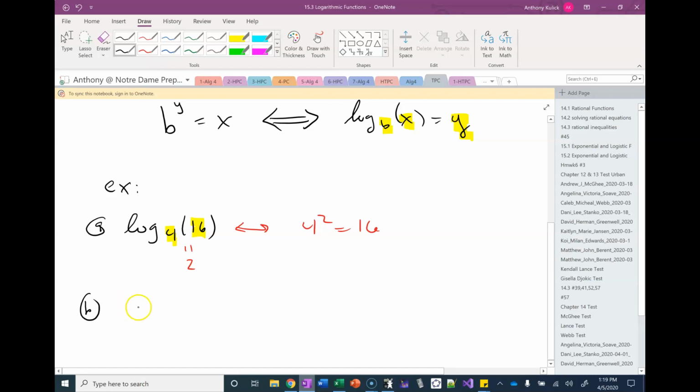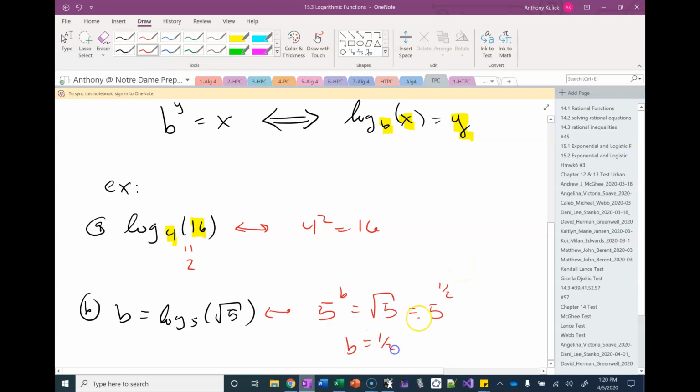So what if we have the equation b equals log base 5 of the square root of 5? Well, using this, we can say 5 to the power b is equal to the square root of 5. And I know the square root of 5 is the same thing as 5 to the 1/2. So I can tell b is 1/2.